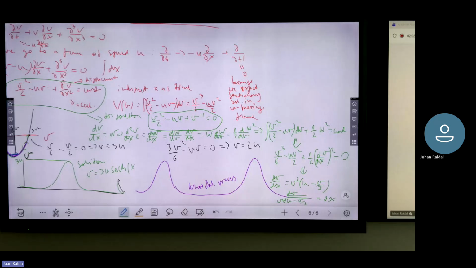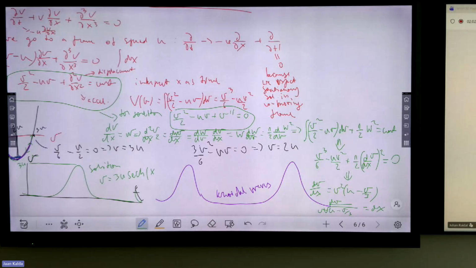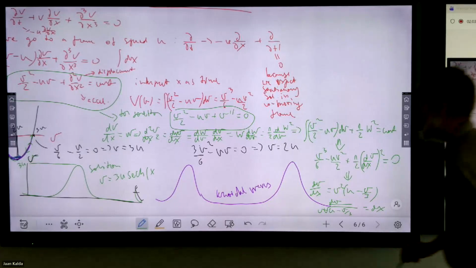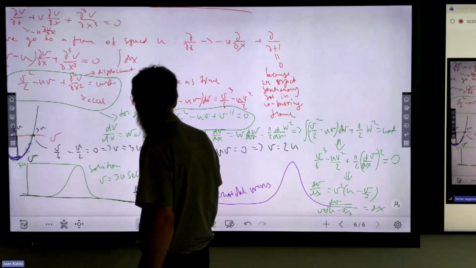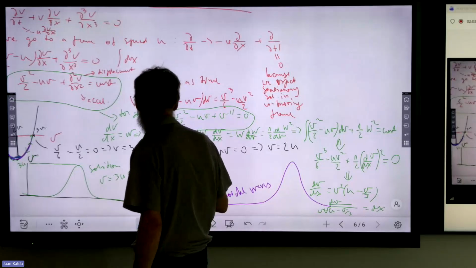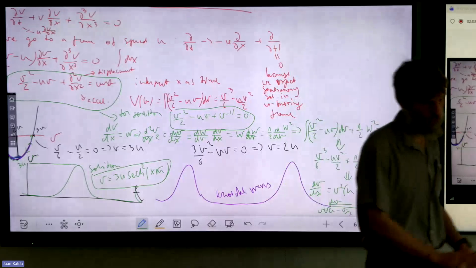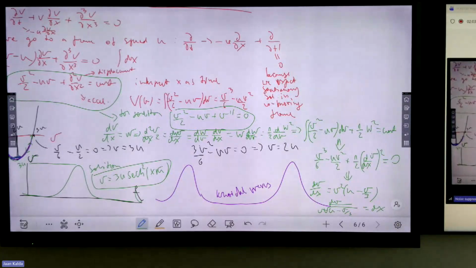3u is secant squared and x square root of u. All right. So now you obtain the soliton. And how those solitons behave and why they are also an important, interesting thing, we continue next time.